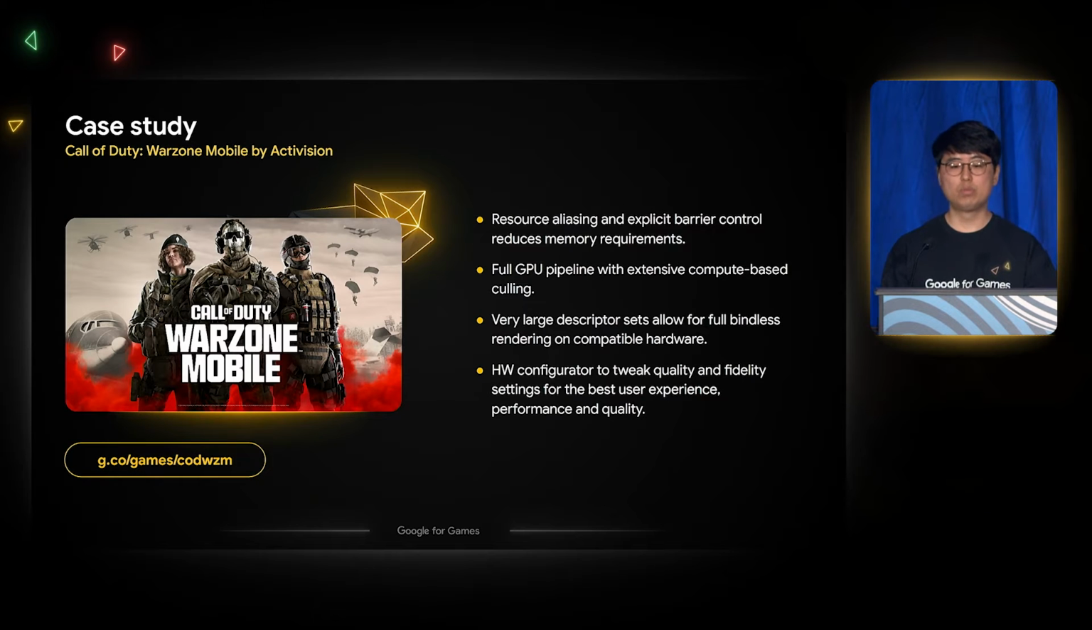Activision's Call of Duty: Warzone Mobile is another game that is Vulkan only. It has an advanced render graph system that uses resource aliasing and explicit barriers to reduce render target memory requirements. Call of Duty: Warzone Mobile uses a full GPU pipeline with extensive GPU compute-based culling. On hardware that can support very large descriptor sets, they use them to achieve bindless rendering. You can check the detailed case study at g.co/game/Call of Duty Warzone Mobile link as well.